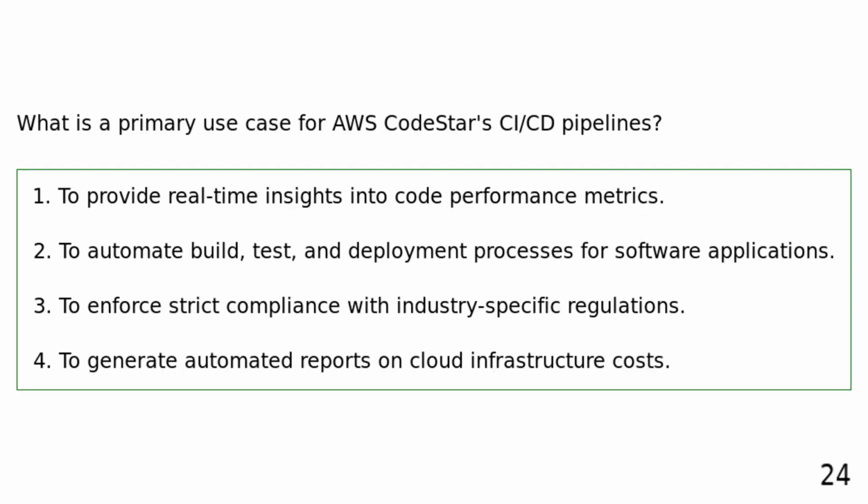What is a primary use case for AWS CodeStar's CI/CD pipelines? To provide real-time insights into code performance metrics. To automate build, test, and deployment processes for software applications. To enforce strict compliance with industry-specific regulations. To generate automated reports on cloud infrastructure costs.